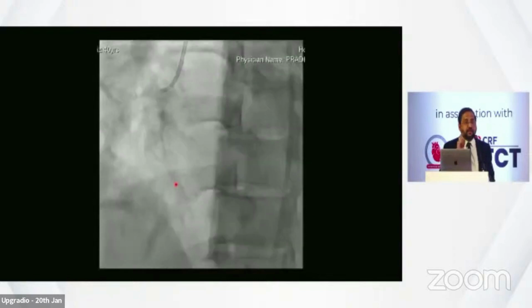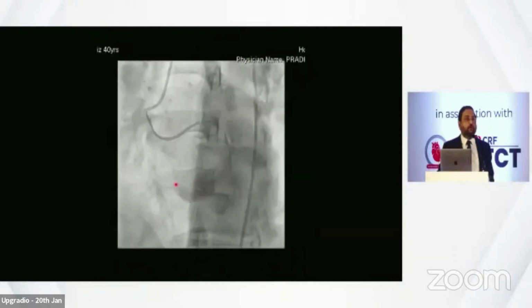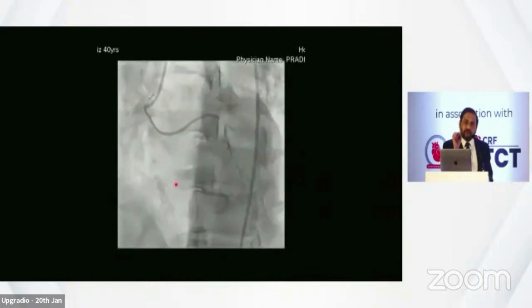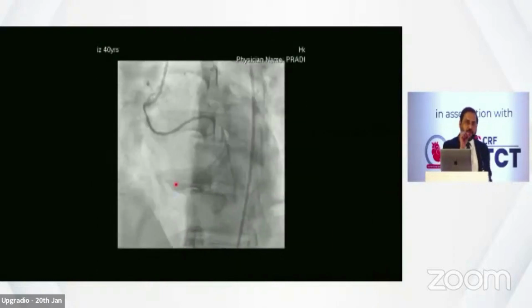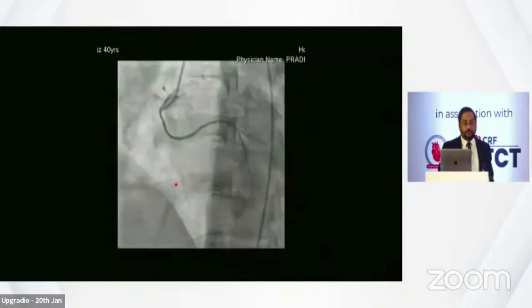Anomalous circumflex coming out of the right sinus will always have a posterior origin from the origin of the RCA. Either it would be from the proximal portion of the RCA, or the ostium would be very close to the ostium of the RCA from a posterior location.